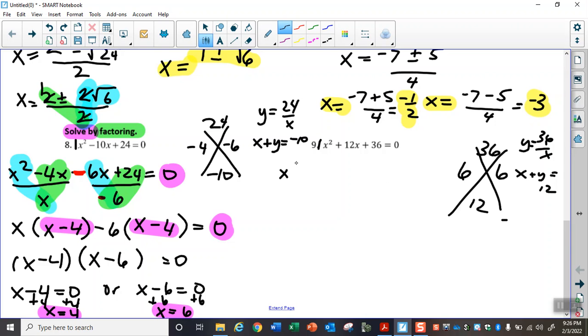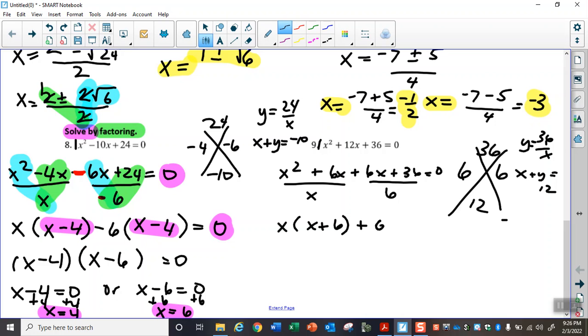All right, so then I've got x squared, bring down the first one, plus 6x plus 6x plus 36 equals 0. Greatest common factor is x. GCD is 6. x comes in front, x plus 6 comes in front. And then I've got x plus 6 again. x plus 6 comes in front. That's my GCD. And that leaves me with x plus 6.